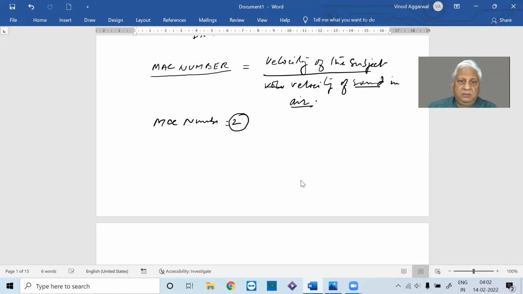It's just a comparison. And why Mach number is important? Because the moment your Mach number exceeds 1, you have different type of phenomena occurring. So that is why Mach number is important.